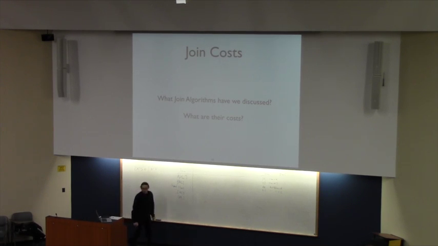Okay, so what about costs? What kind of costs do we normally consider? Just testing to see if you're awake here. IO cost, and? Working set size, okay. All right.